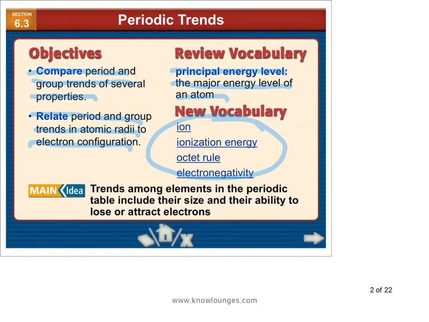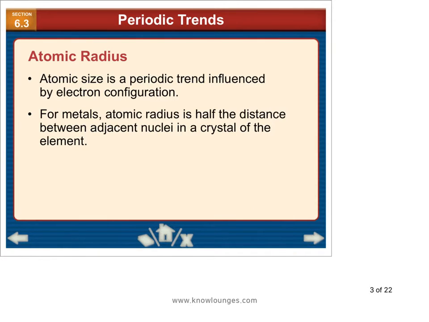So, a lot of new stuff in this one. Section 6.2, a lot of review. Here we're getting a lot of new stuff. Atomic radius. The atomic size, a periodic trend, is influenced by the electron configurations.